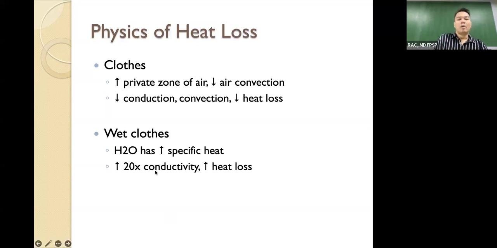Now, water has a high specific heat. When we talk about specific heat, this is the energy required in order to increase the temperature of 1 gram of water. So that's what specific heat means. Since water has a high specific heat, this simply means we need tremendous amounts of energy just to increase the temperature of water. This is the reason why water is an excellent coolant.